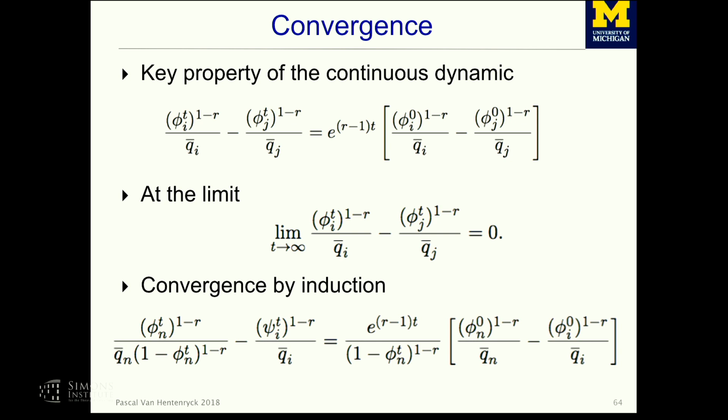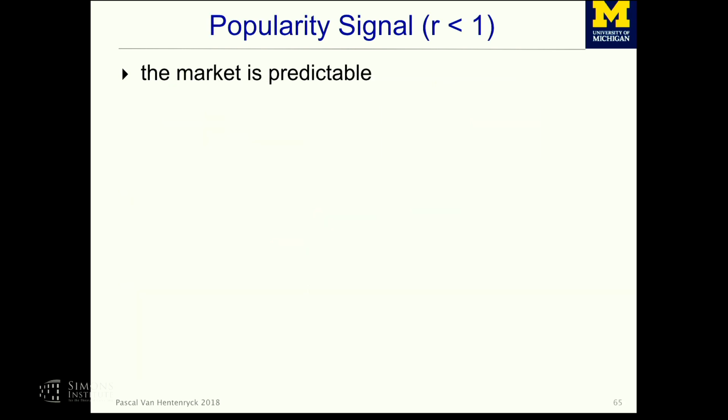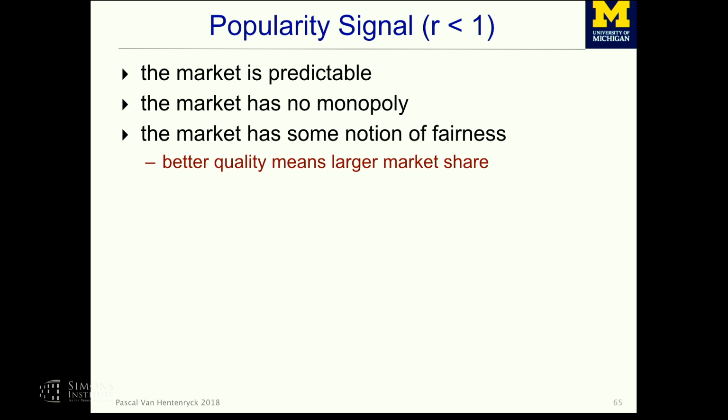So this R is smaller than 1. So this is actually converging to 0. And therefore, these two things are showing you that this is the market share equilibrium that I've shown you before. And so this is nice as well. So the market is predictable in this particular case. It has no monopoly, so the computational social scientists are much, much happier. And then it has some notion of fairness, because the product of higher quality will have a larger market share, which is something which is desirable.